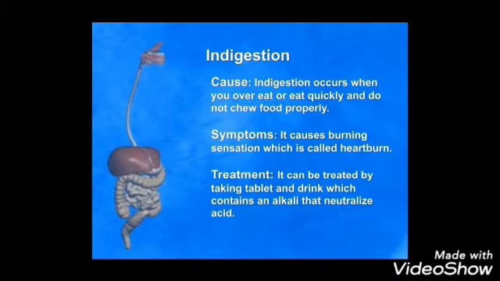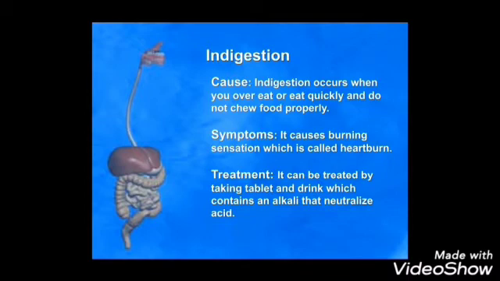Indigestion is caused when you overeat or eat quickly and do not chew food properly. In consequence, the stomach produces extra gastric juices. As a result, the stomach contains a lot of acid, and when the person belches, some of the acid comes up the esophagus, causing a burning sensation, which is called heartburn. Now this is a symptom. When you feel heartburn, keep in mind it is indigestion.